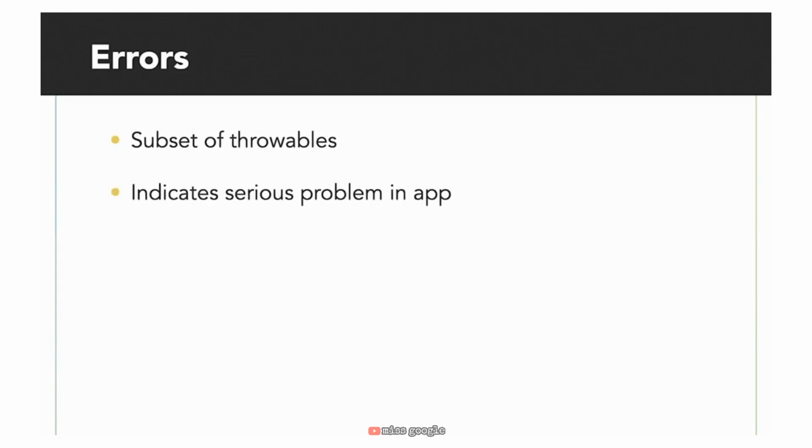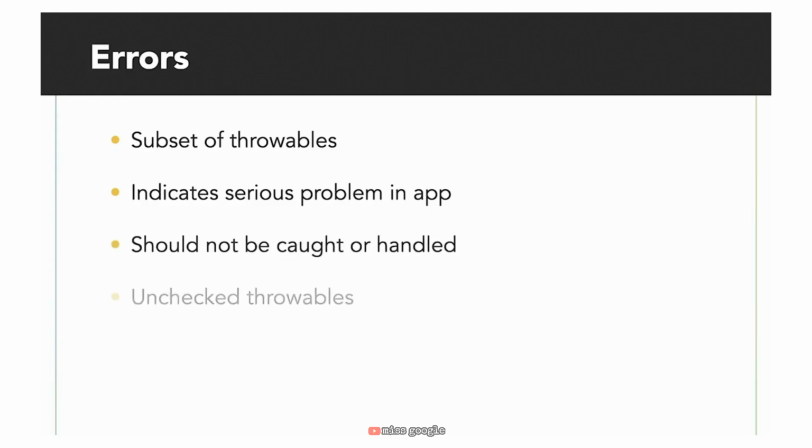In the intro of this course, we learned that errors are a subset of throwables. They are objects that can be thrown by an app indicating a serious problem. Errors are not meant to be caught or handled as they indicate conditions that should never occur. They are unchecked throwables, meaning code will compile successfully even if a method or class could potentially throw an error.